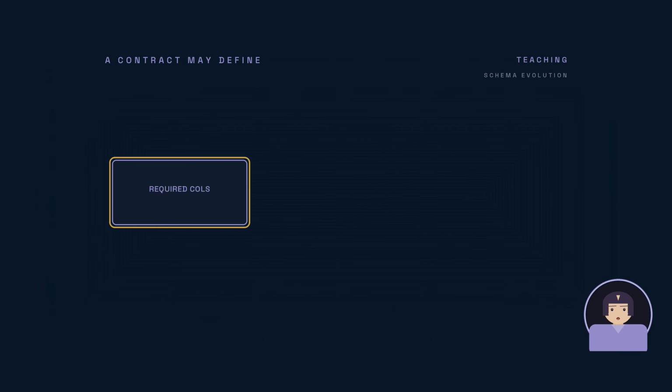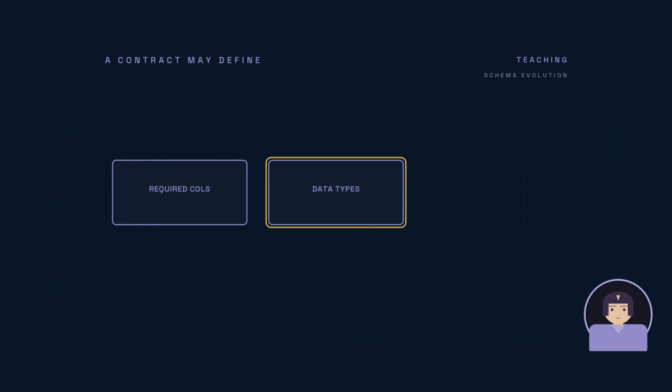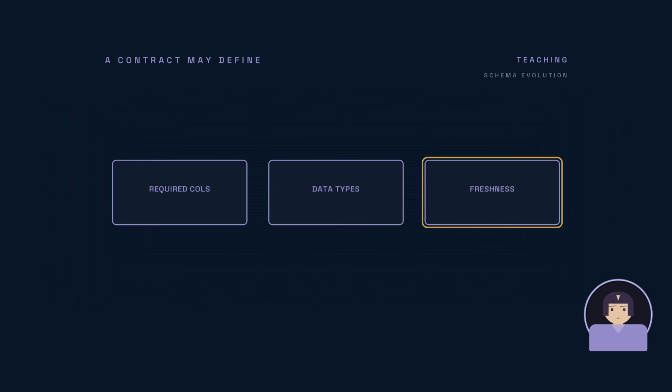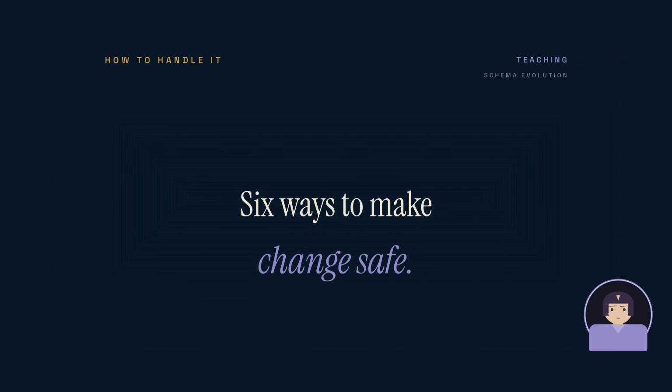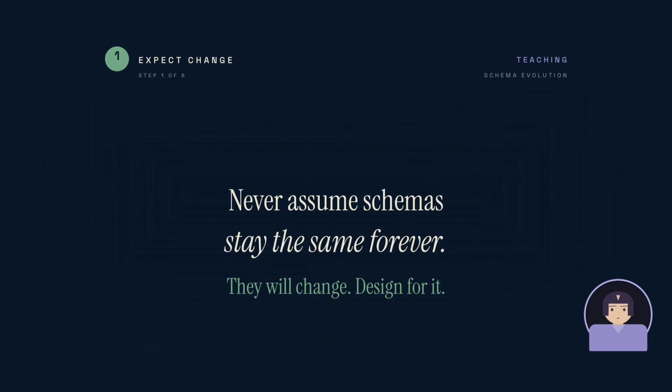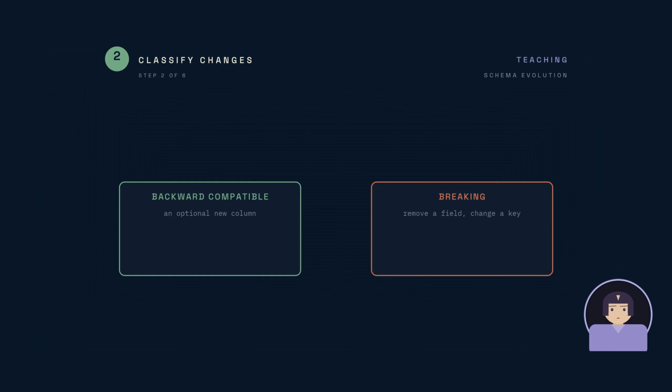So how should we handle schema evolution? First, never assume that source schemas will stay unchanged forever. They will change. Design with that expectation. Second, classify changes. Some changes are backward compatible. Adding an optional column may be safe. Other changes are breaking. Removing a required field or changing a key can affect many downstream systems.